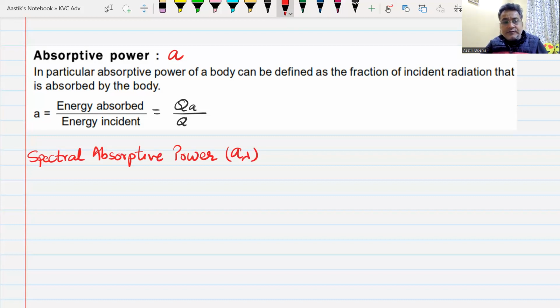Now, when energy is falling on a body, it is definitely not of a single wavelength. The energy which falls on a body can be a combination of any wavelengths. When thermal energy is falling on a body, it is not of a single wavelength. The wavelength of that radiation can vary from 0 to infinity. Yes or no?